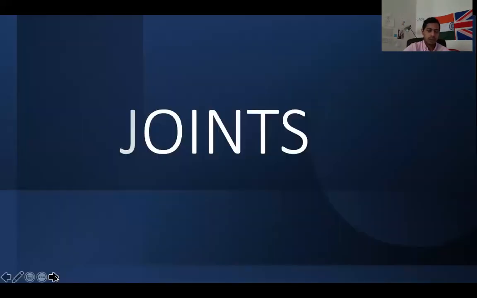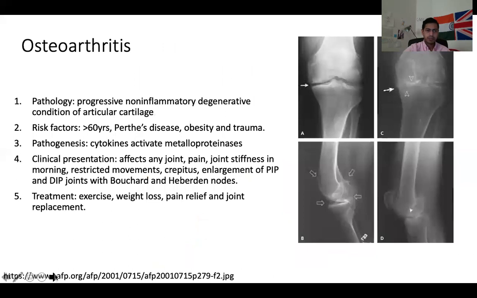So that was bones. The next section that we will talk about is joints. So the pathologies that I want to talk about in joints are mainly going to be osteoarthritis and rheumatoid arthritis. So osteoarthritis, it is a degenerative disease. So it's obviously a chronic disease, and it's a progressively non-inflammatory degenerative condition of the articular cartilage. It's not affecting the bones. That would be osteoporosis, but this is osteoarthritis. So it's affecting the cartilage.